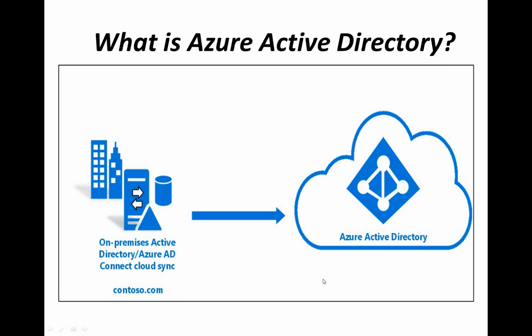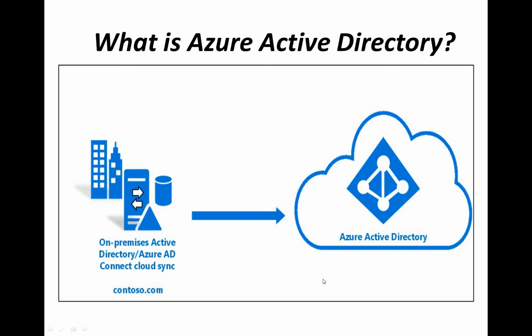Also you can have an on-premises Active Directory, and the on-premises Active Directory can be synced with Azure Active Directory via the Azure AD Connect service, Azure AD Connect Cloud Sync service. So that is all about Azure Active Directory.